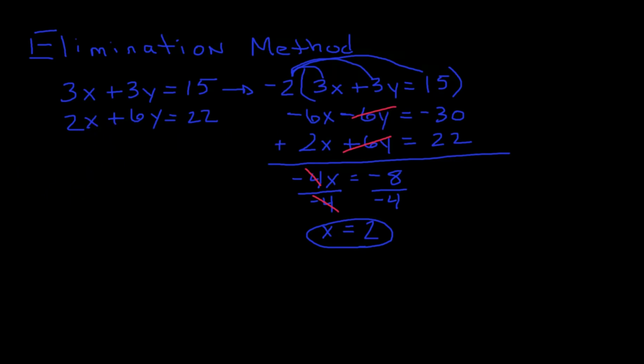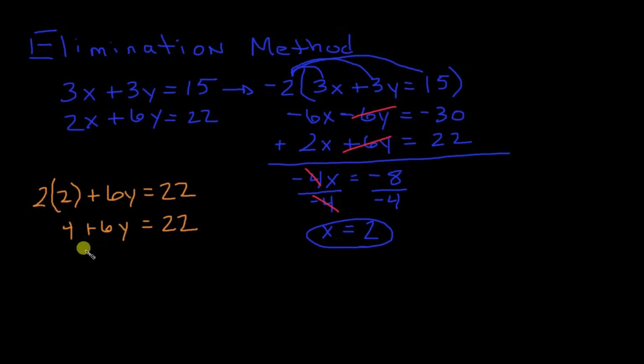I'm going to use a different color. I'm going to use orange. So I'm going to take this 2x, 2 times what we now know, x is 2, and add 6y and set it equal to 22. Doing this, 2 times 2 is 4 plus 6y equals 22.